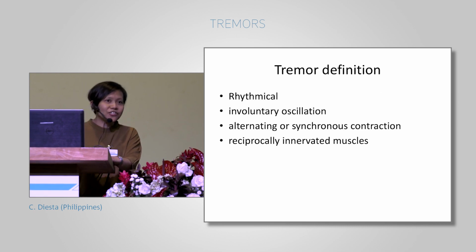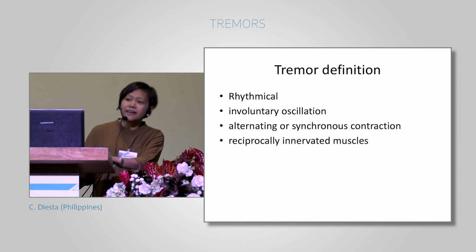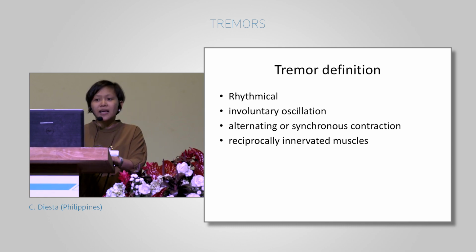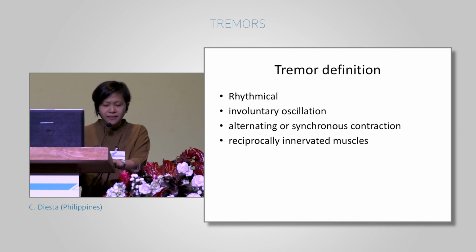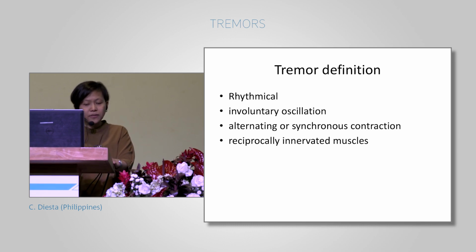So tremor by definition is rhythmical. Dr. Helmick said that the rhythmicity is the key here. The other important keywords here are involuntary oscillation, alternating or synchronous contraction of body parts, and reciprocally innervated muscles. So there is no diagnostic standard that can distinguish among common types of tremors, unfortunately, which can make the evaluation challenging. However, establishing the underlying cause of this tremor is very important.